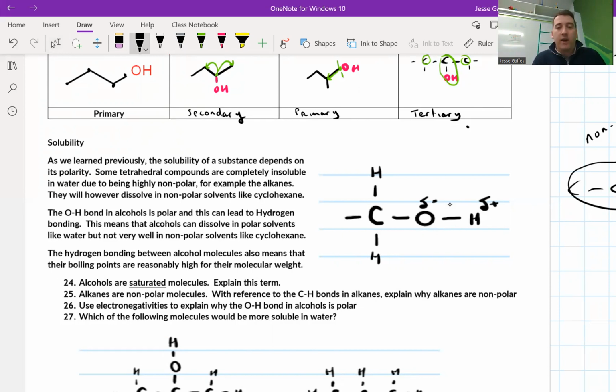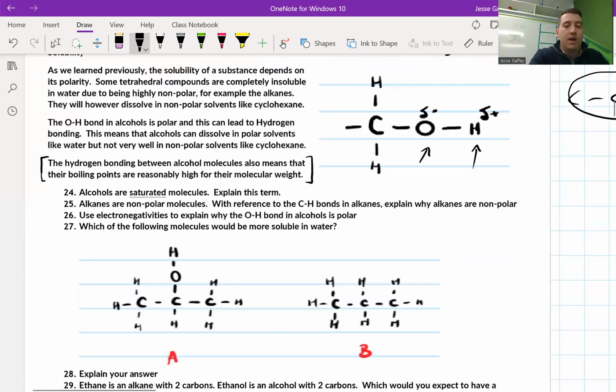Well, the OH bond in alcohols, as you can see, creates a dipole, and this gives us separate parts of the molecule. We've got a delta negative part and a delta positive part of the molecule. This means alcohols can dissolve in polar solvents like water, but not very well in non-polar solvents like cyclohexane. The hydrogen bonding between the alcohol molecules means that their boiling points are reasonably high for the molecular weight. We've done boiling points already in a previous video, so I'm not going to do that in detail here. This was about solubility. Small alcohols can dissolve in water, but longer alcohols cannot dissolve in water.